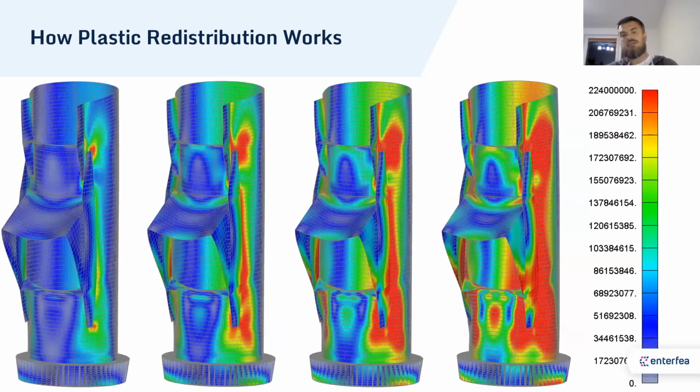And this is a real outcome from nonlinear FEA like this, and clearly you can see that on the left the loads are lower, on the right the loads are increasing.